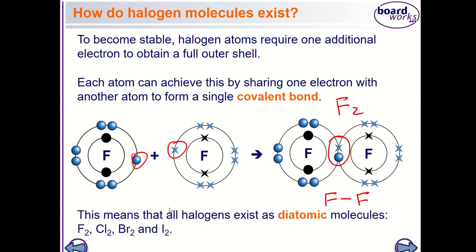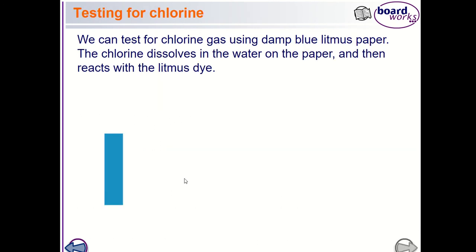Okay, so you know that all of the halogens exist as diatomic molecules, so when you're writing them on their own, make sure that you do that.